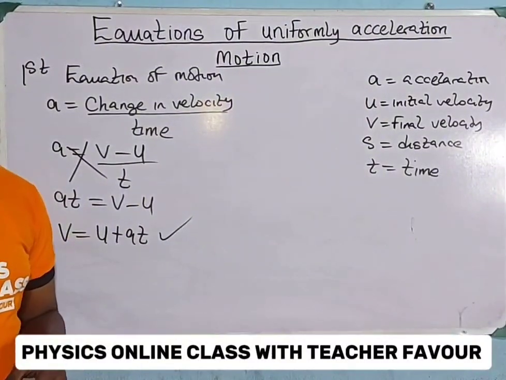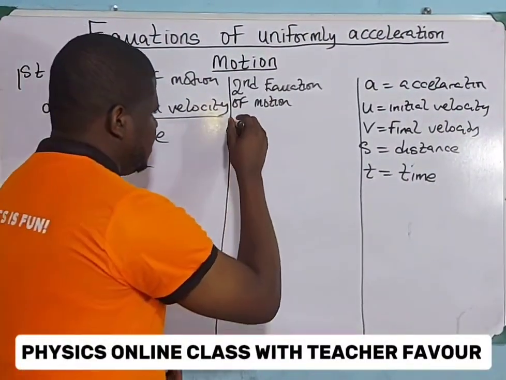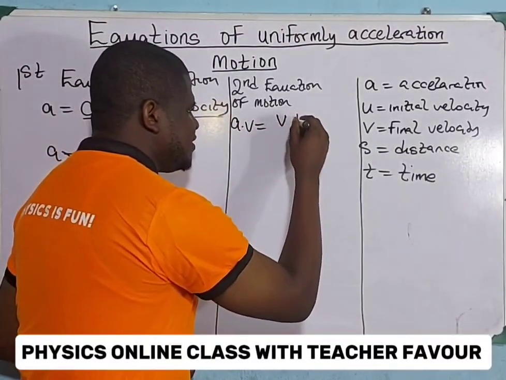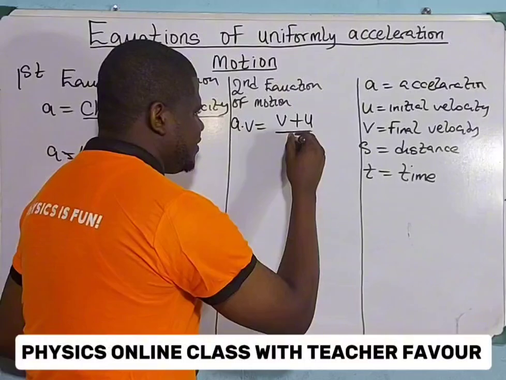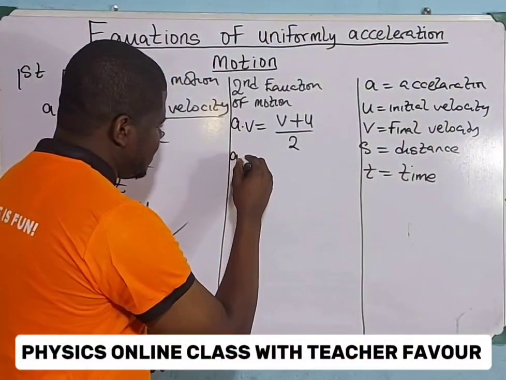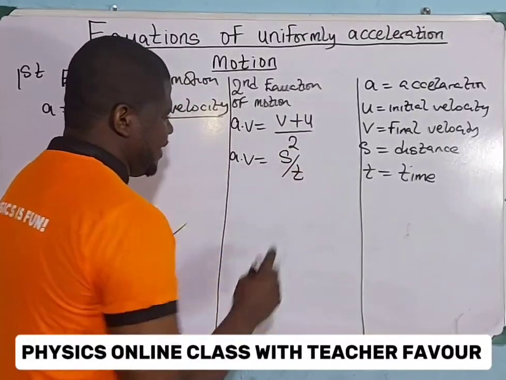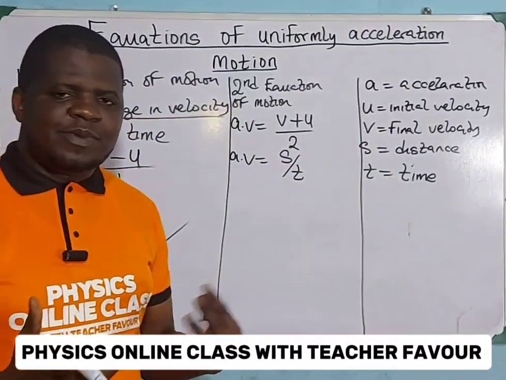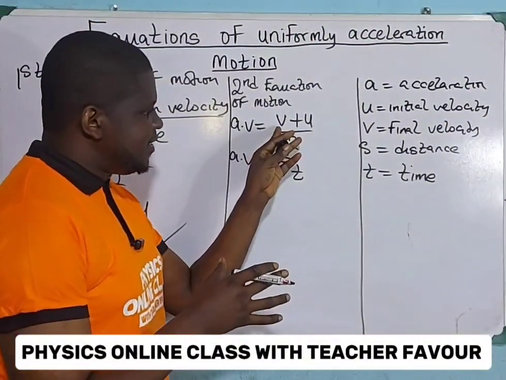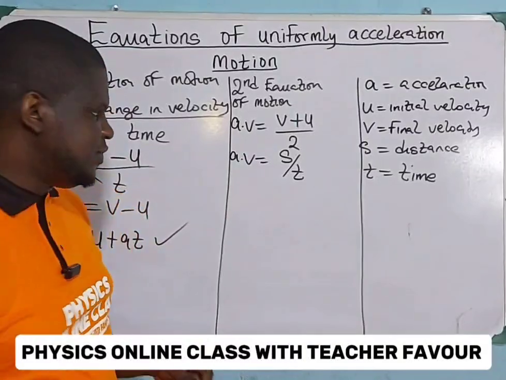Let's now derive the second equation of motion. Average velocity is equal to final velocity plus initial velocity over 2. In the same way, average velocity is equal to distance over time taken. Remember, velocity is displacement or distance over time taken. Average simply means the sum of the final velocity and initial velocity over 2.